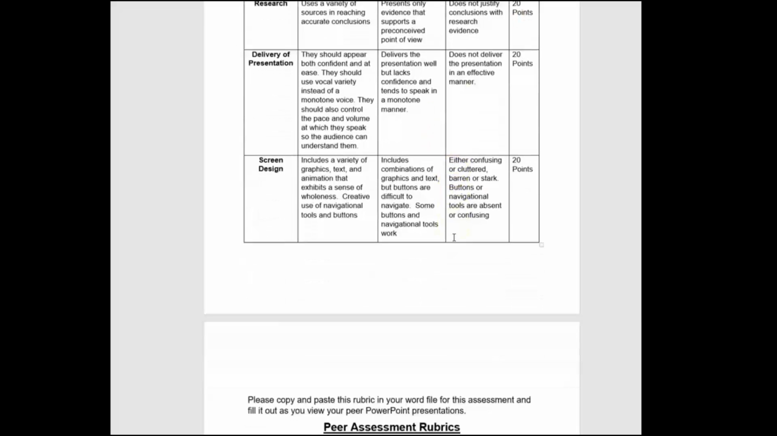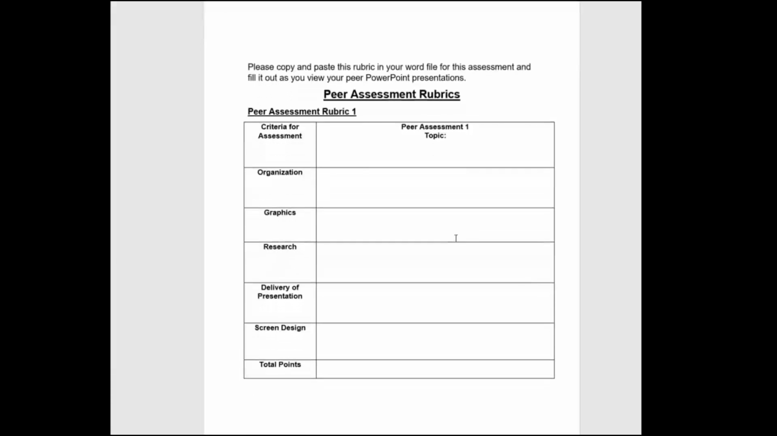So let me show you what a blank peer assessment looks like. It's right here. And you will be providing your critique on each component that's assessed here: organization, graphics, research, delivery of the presentation, and screen design. Ignore the total points. Okay, if you want to, you can, but you do not have to. Once you've completed this section of the peer assessment assignment, you will copy and paste that peer assessment rubric as a reply to your fellow classmates' video.